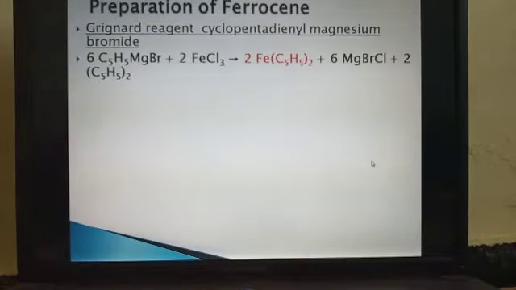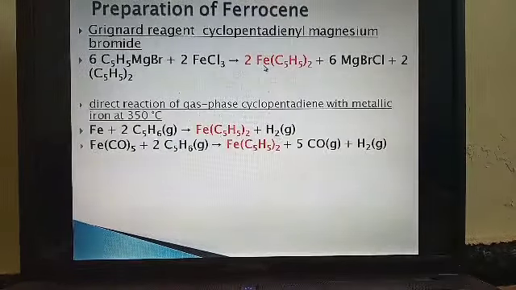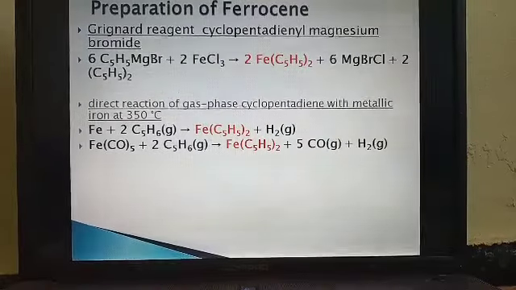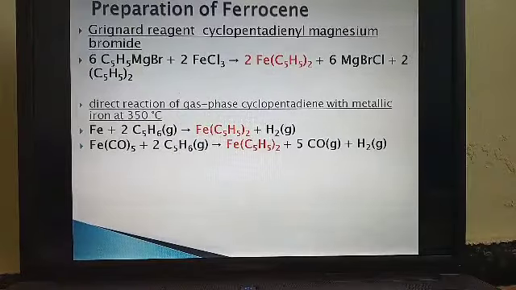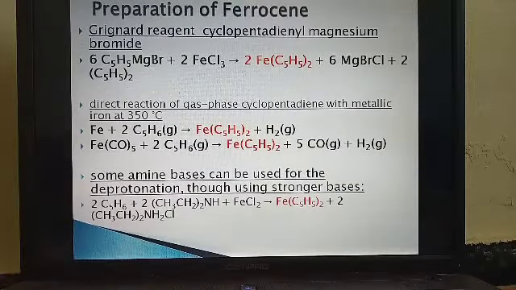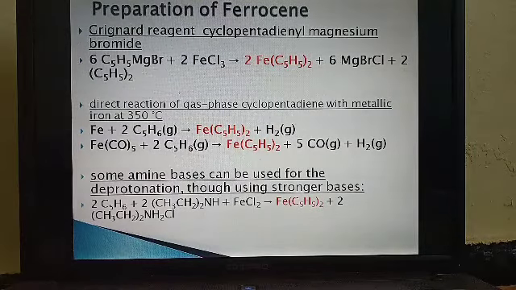Then preparation. The first preparation of ferrocene uses a Grignard reagent, cyclopentadienyl magnesium bromide. Cyclopentadienyl magnesium bromide, when interacting with ferric chloride, leads to the formation of ferrocene. Then direct reaction of gas phase cyclopentadiene with metal iron at 350 degrees centigrade is one of the easiest methods to prepare ferrocene. Then some amine bases can be used for deprotonation; using strong bases we can get ferrocene.